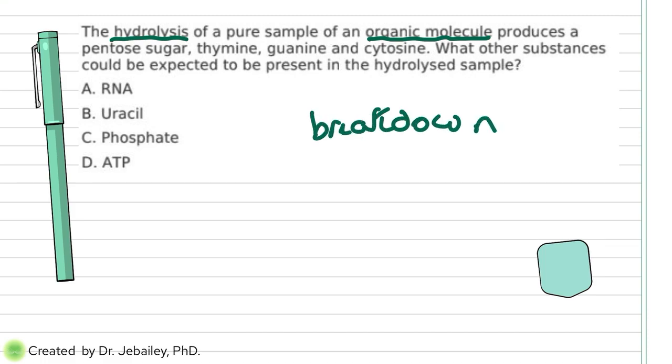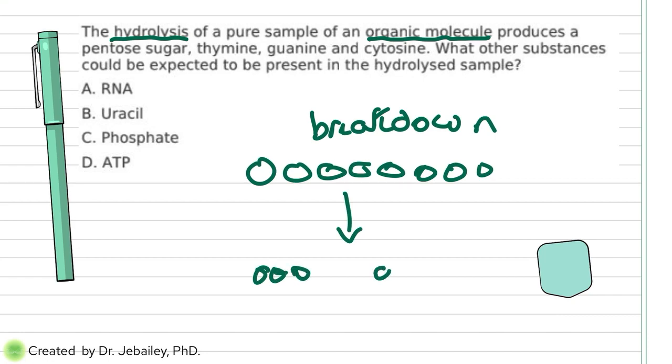And you're breaking it down from, let's say, a very large piece of molecules into smaller pieces. So they say they produce a pentose sugar, thymine, guanine, cytosine. Now, who has a pentose sugar, thymine, guanine, cytosine? What other substance could be expected to be present in the hydrolyzed sample? Now, when you see thymine, guanine, cytosine, what is that? That is the T, that is the G, and the C.